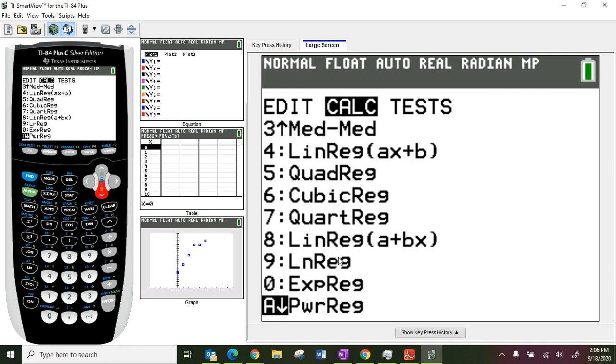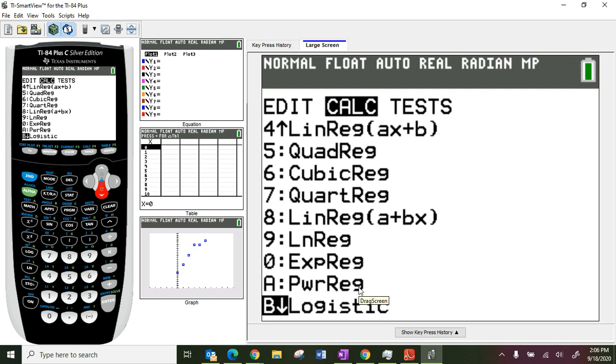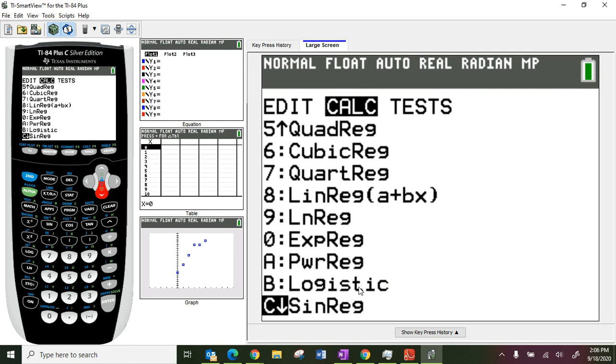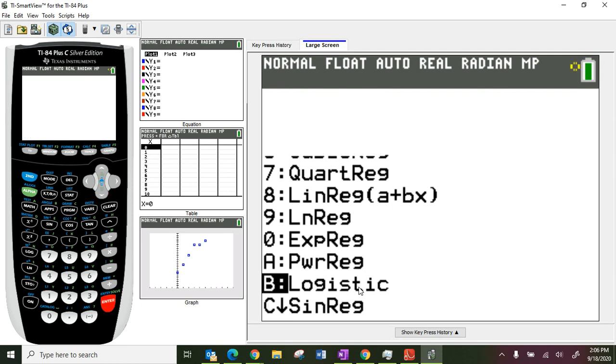There's a log regression, natural log regression, exponential regression, power regression, and we're going to talk about that. And this is the logistics equation that we're talking about. But there's also a sine regression, and that's the one that goes up and down for sine and cosine. But we want to do B on there, and we're going to hit enter.